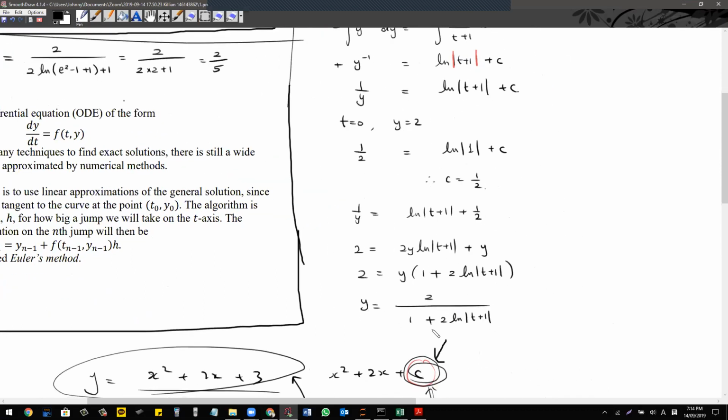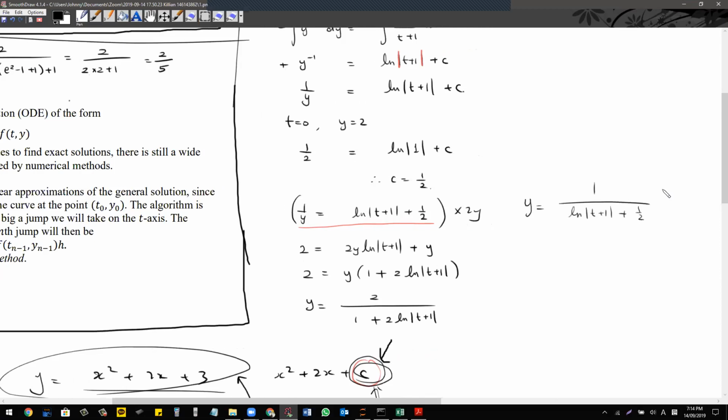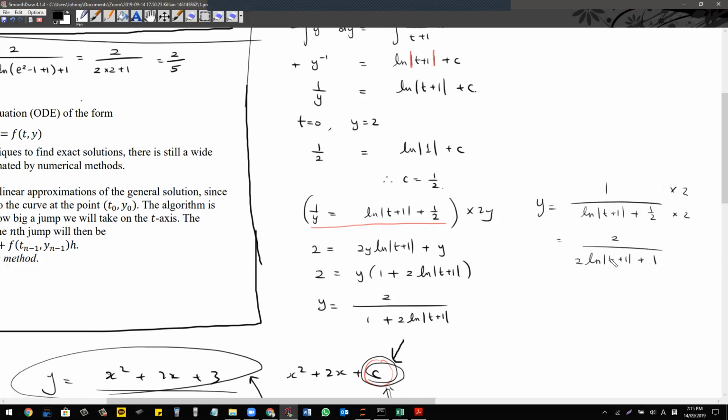And well, there are a number of ways of doing this. One method is to times everything by 2y. Then you get 2y here, 2y here, then you get y, 2, and 2y like this. Factorize and divide. Another way is, when you get to here, just flip it. You get y equals, and then you flip that, you get 1 over ln t plus 1 plus half, and then you times everything by 2. Then you get 2 over 2 ln t plus 1 plus 1. Okay, so that's the answer.